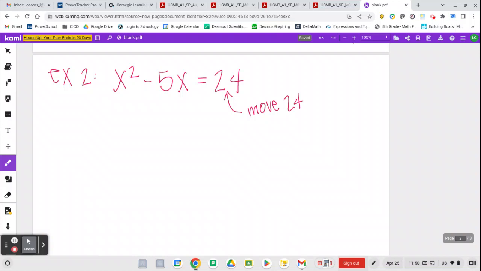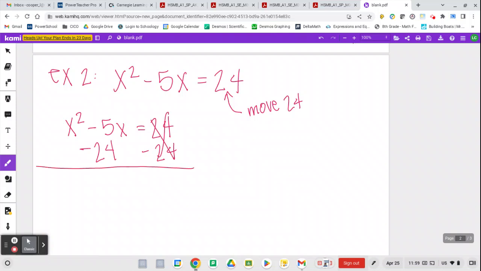So this is going to be a lot of writing. I just want to show you what I mean. It has to equal 0. So I'm going to subtract 24 and put it over here. That leaves me with x squared minus 5x minus 24 equals 0. Does everybody see how I did that?